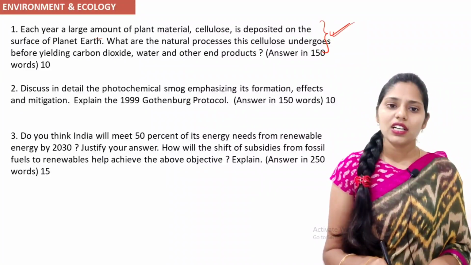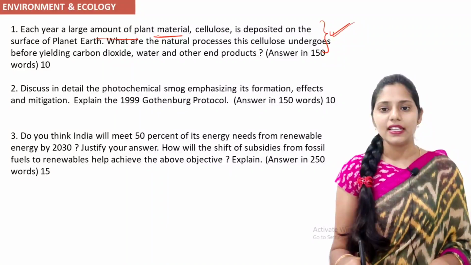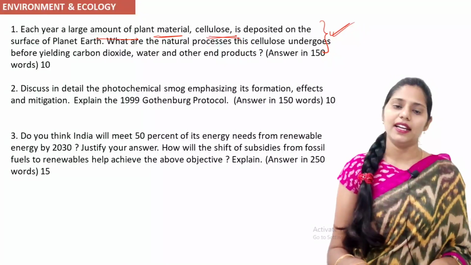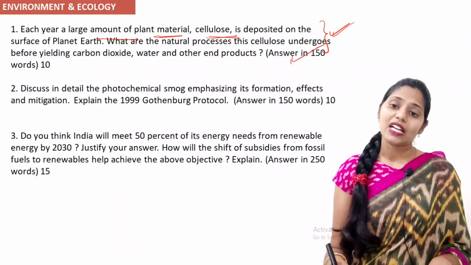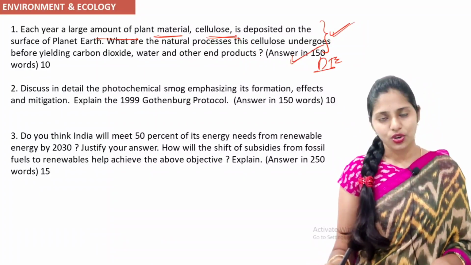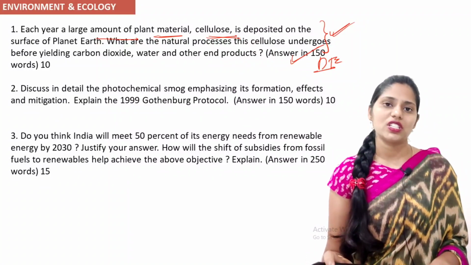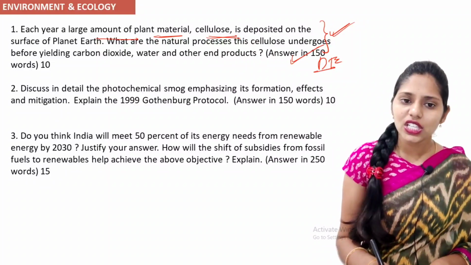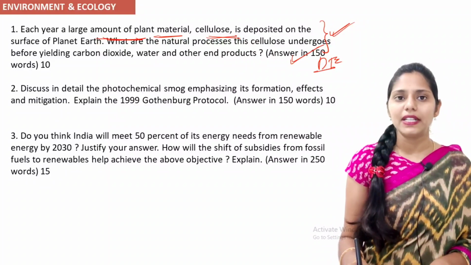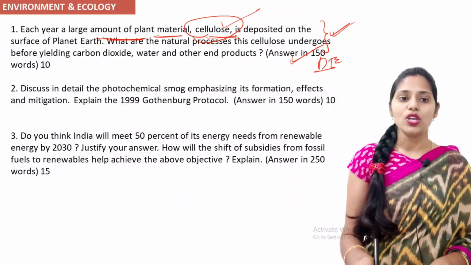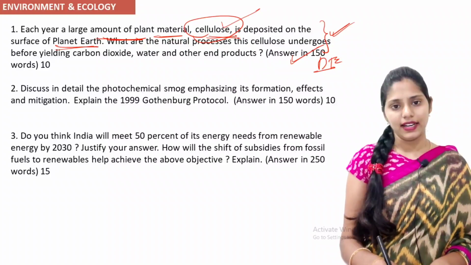So each year, a large amount of plant material, cellulose, is deposited on the surface of planet Earth. There was actually one article in your Down to Earth regarding this cellulose deposition on our planet Earth. Because of this, a question appeared in your examination. Each year a large amount of plant material, that is cellulose present in the plant, is deposited on the surface of planet Earth.